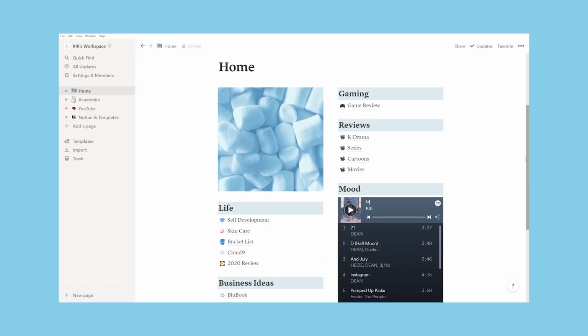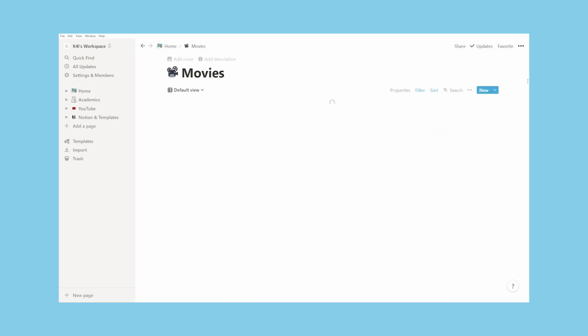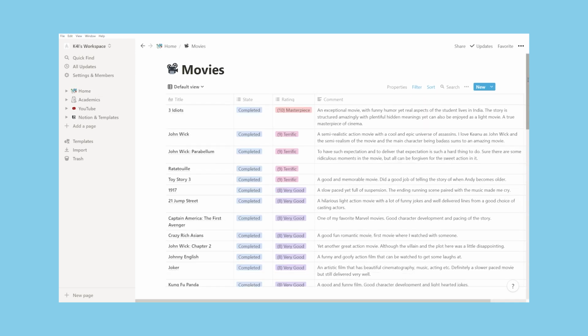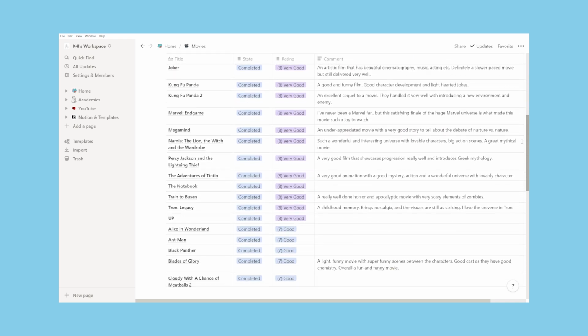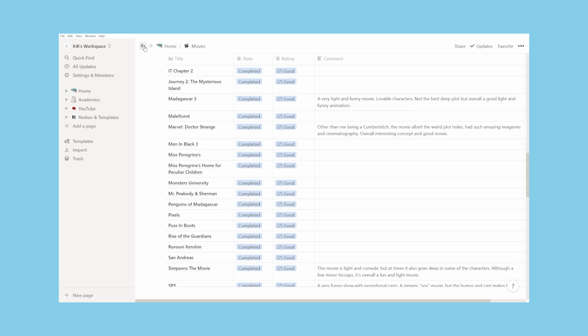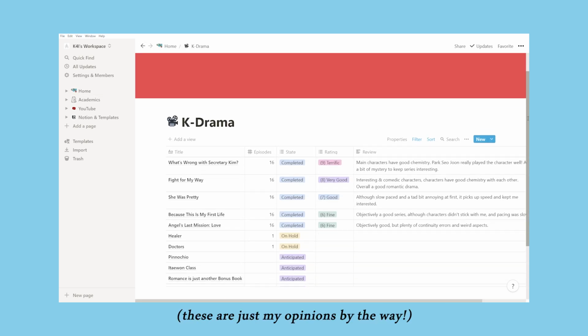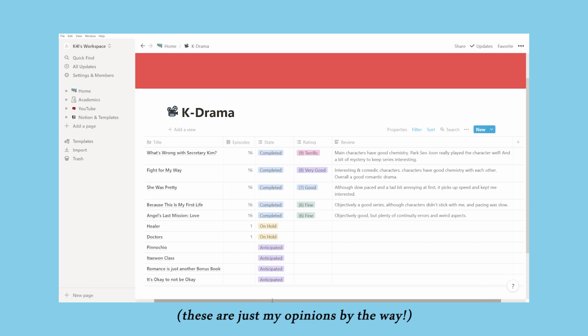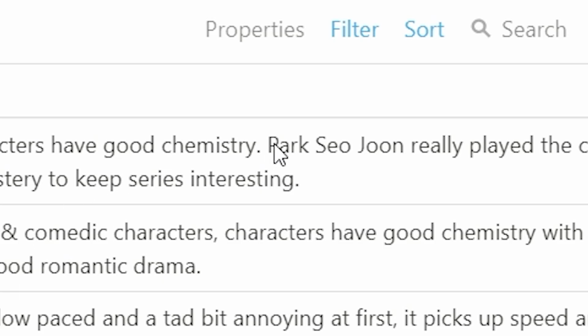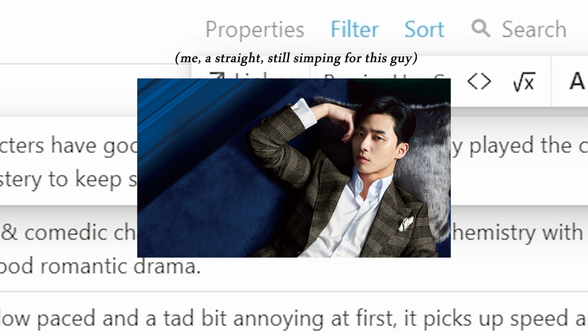As for movie reviews, I keep a list of different movies, K-dramas, etc. And I really like to bring out the nerd side of me when it comes to reviewing movies and such. And Notion really does a great job of letting me do that. It lets me put a title, the genres, the number of episodes, and my thoughts about the movies. And these reviews are totally not biased for Park Seo-joon. God, that man's beautiful.